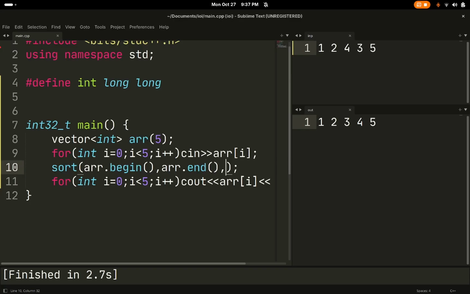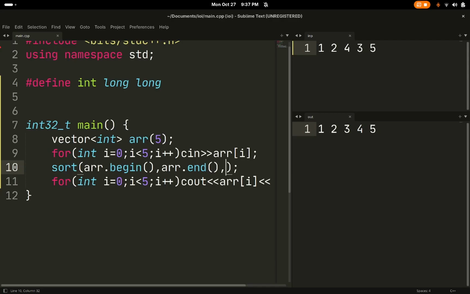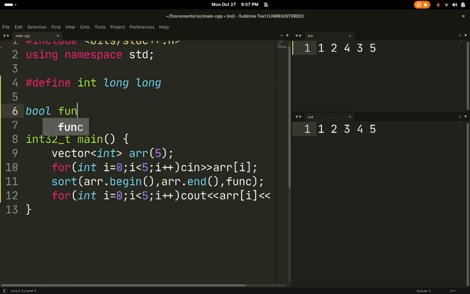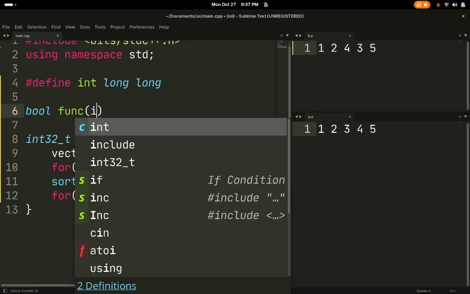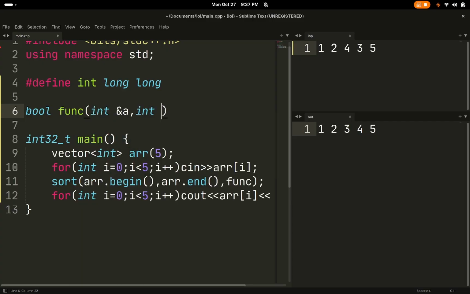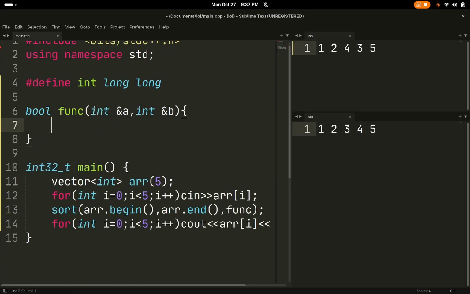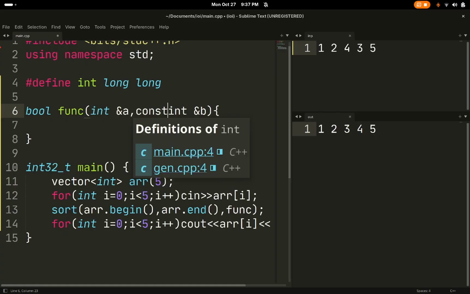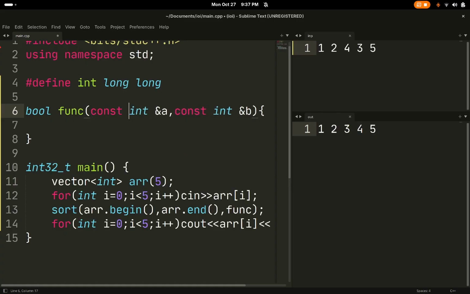What sort takes here, as a third argument, is a function. This function should have this signature. It should return a boolean value. It should take in a reference A and, I forgot a const, reference A and B. This can be anything. This doesn't have to be an integer. It can be a string. It can be anything.